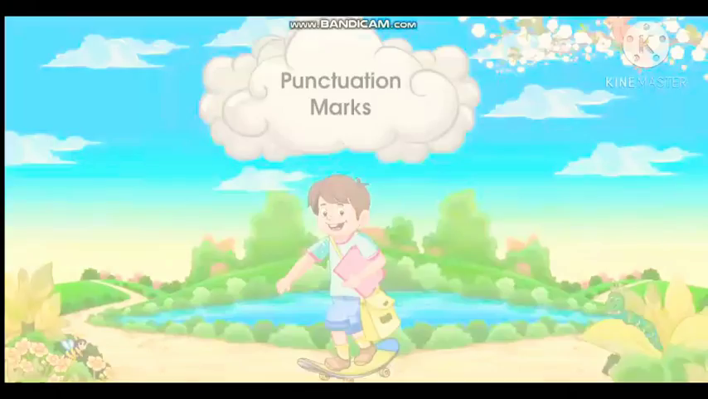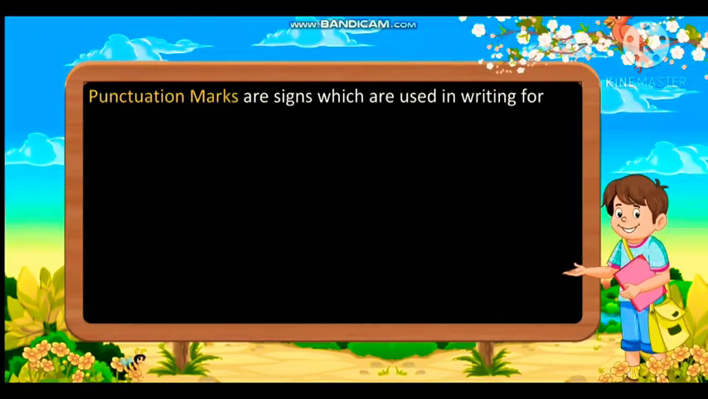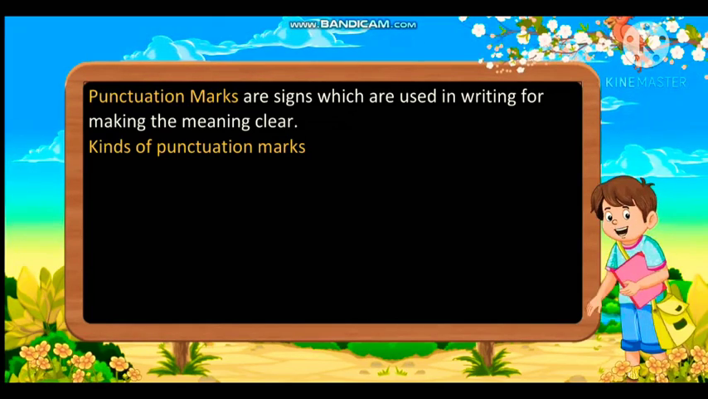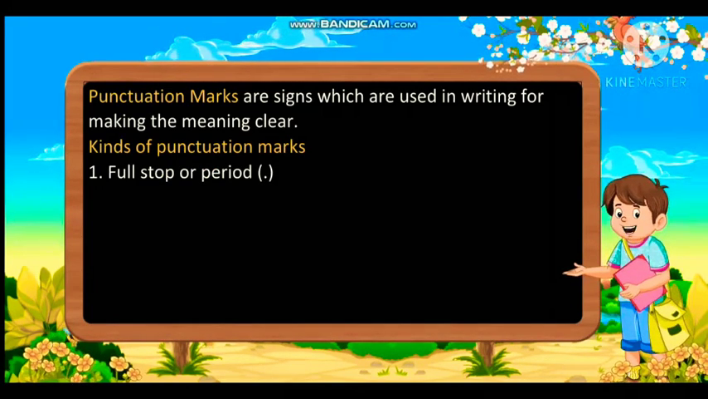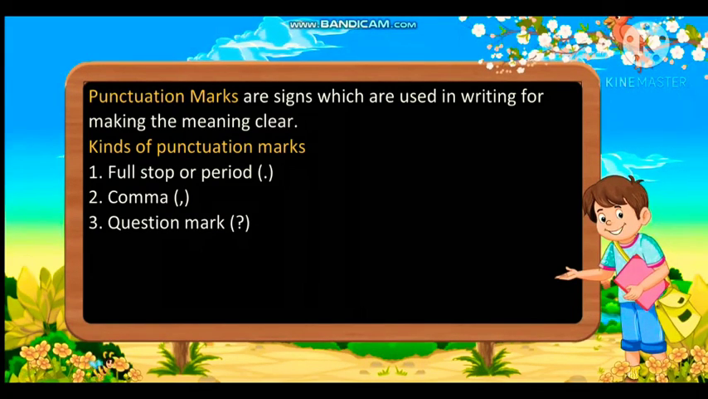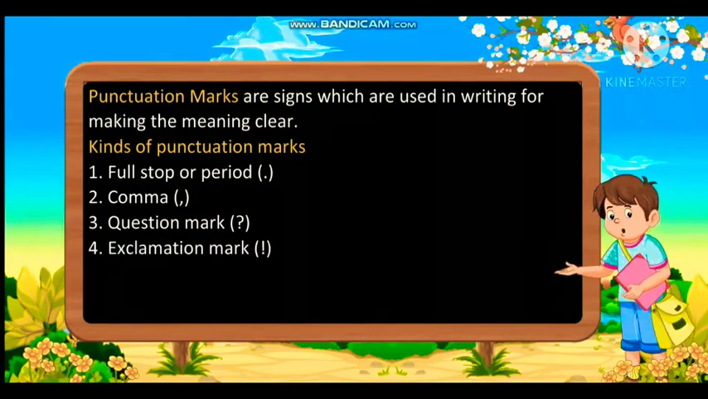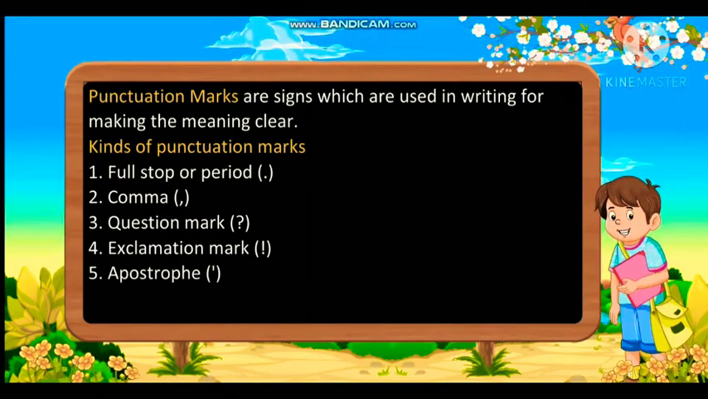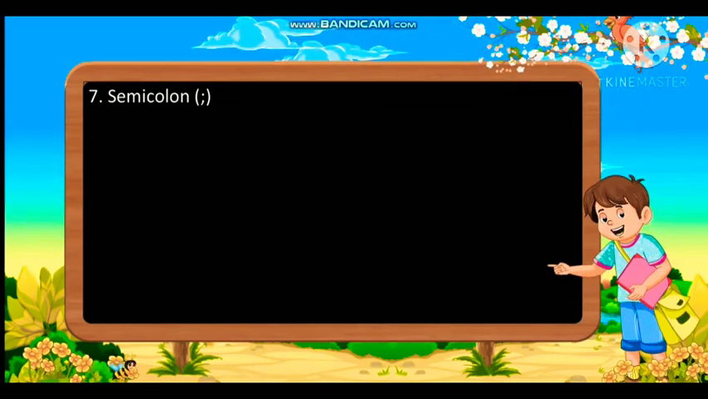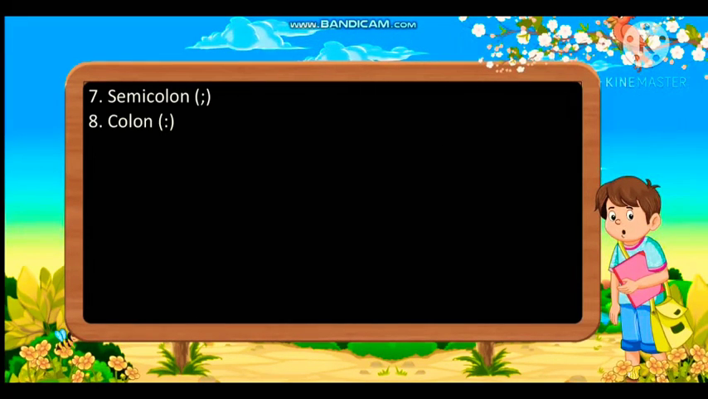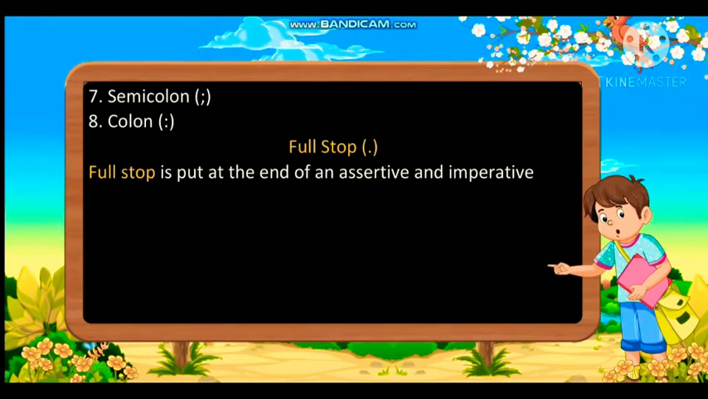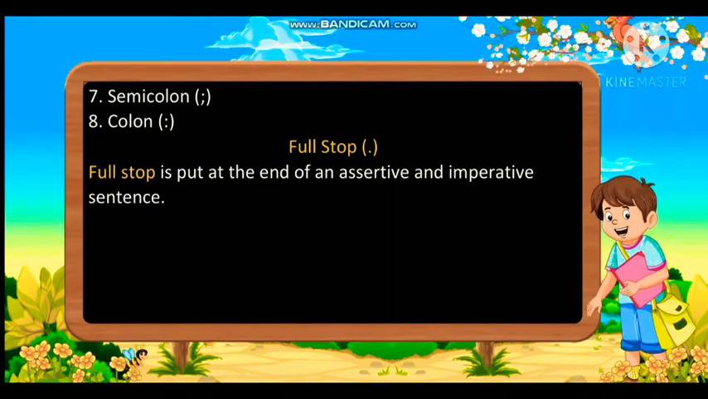Punctuation marks. Punctuation marks are signs which are used in writing for making the meaning clear. Kinds of punctuation marks. First, full stop or period. Second, comma. Third, question mark. Fourth, exclamation mark. Fifth, apostrophe. Sixth, quotation marks. Seventh, semicolon. Eighth, colon. Full stop. Full stop is put at the end of an assertive and imperative sentence.